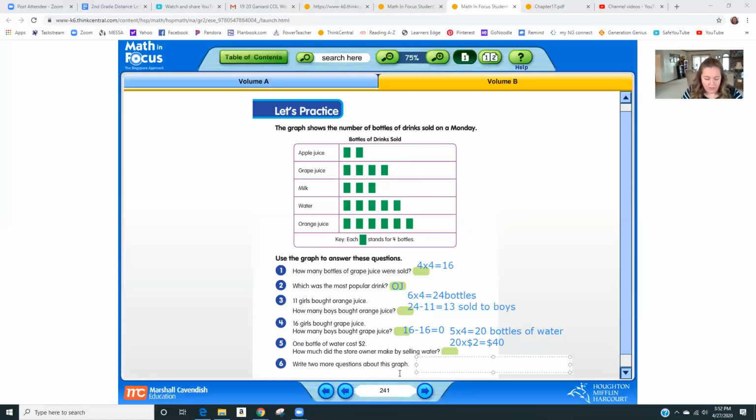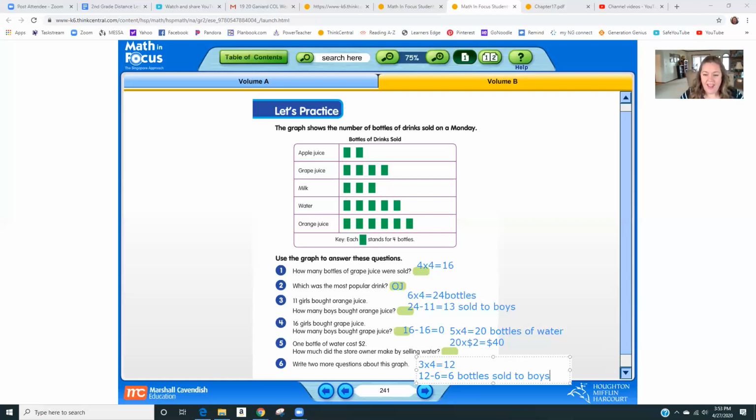Another question I thought about was if 6 girls bought milk, how many milks were sold to boys? Let's do that one. Let's talk about milk. In this picture, we have 3 symbols for milk. Each symbol is worth 4 bottles. That means we had 12 bottles sold altogether. And out of those 12 bottles, 6 were sold to girls, which means 6 bottles were also sold to boys.